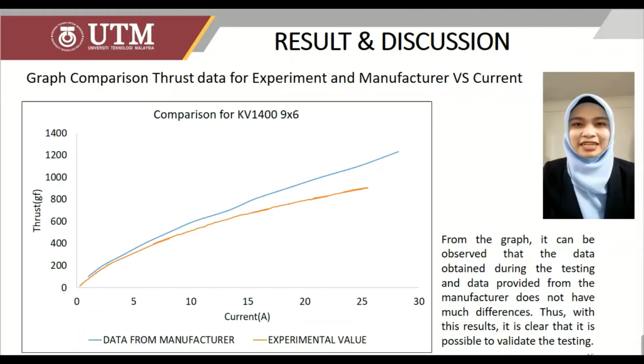Next, I will proceed to the result and discussion for my project. So this is a graph comparison of thrust data for experiment and manufacturer against current. From the graph, it can be observed that the data obtained from the testing, which is the orange line, and the data provided from the manufacturer, which is the blue line, do not have much differences. Thus, it can be concluded that the static testing is valid.